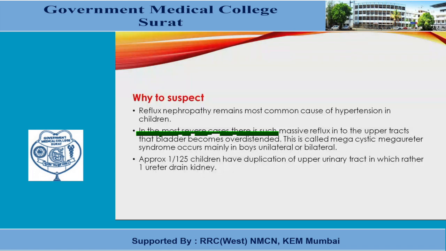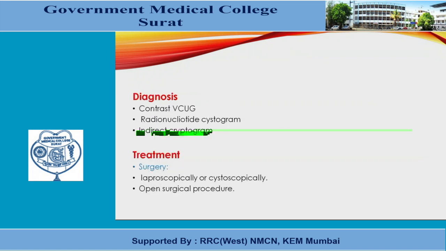Approximately 1 per 125 children have duplication of the upper urinary tract, in which more than one ureter will drain the kidney. Diagnosis can be done by contrast voiding cystourethrogram, radionuclide cystogram, indirect cystogram. Treatment is by surgical correction, laparoscopically or cystoscopically, or by an open surgical procedure.